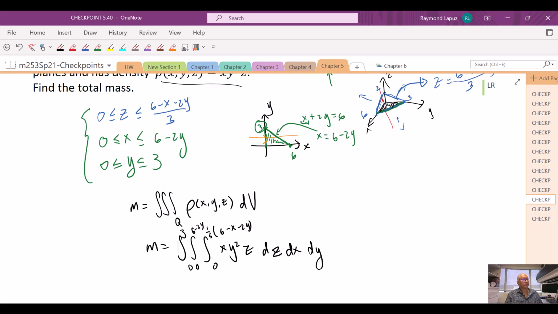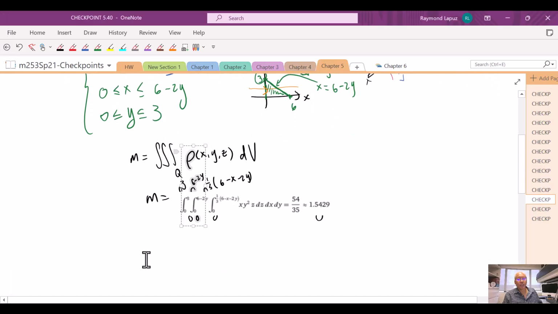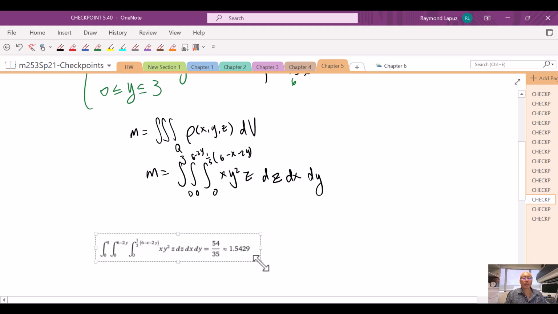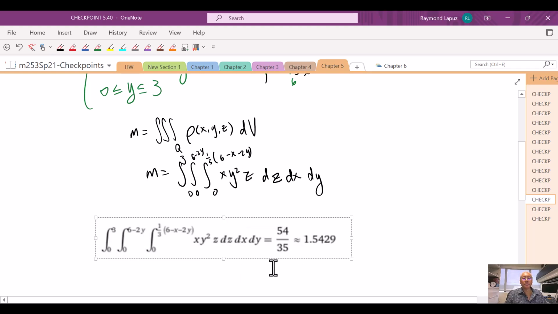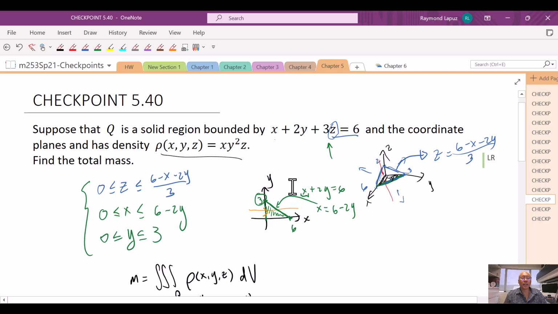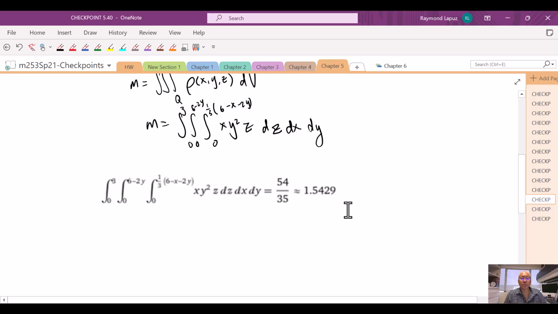Okay. So we'll imagine putting that into a calculator program. I believe this should be something that we should be able to integrate, but just to save time, our calculator program actually gives us this result. So the mass is going to be 54 over 35, approximately 1.5429, and they don't say the units, but it would probably be grams, kilograms, or something like that.